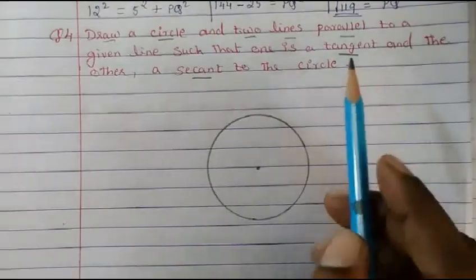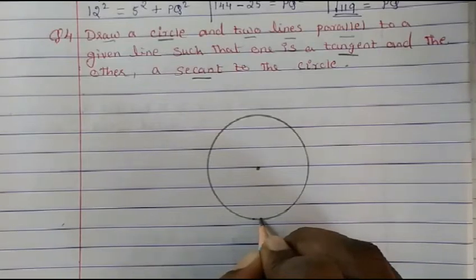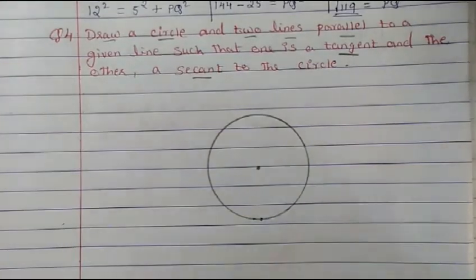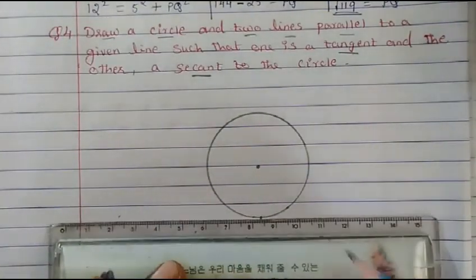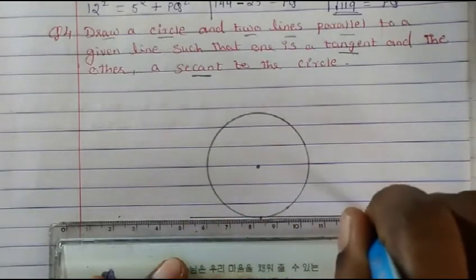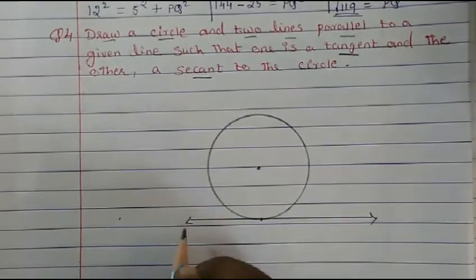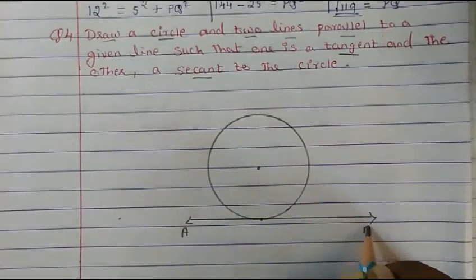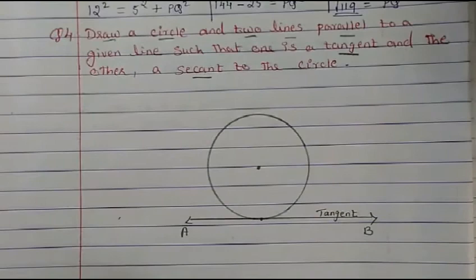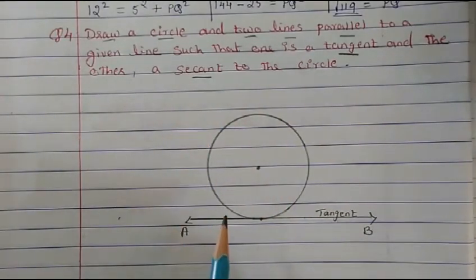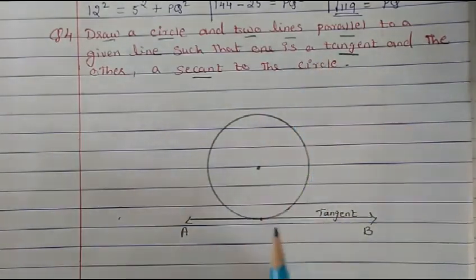Tangent means a line that passes through the circle at only one point, touching the circle at one point. So let us take this point and draw a line on that. We can name it as A, B. So this is our tangent. Now we have to draw a secant. The line that is cutting through the circle we call a secant, but that should be parallel to this tangent.